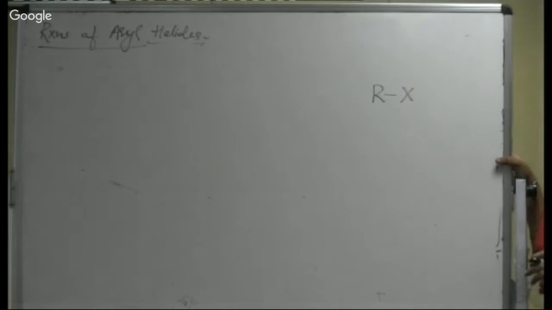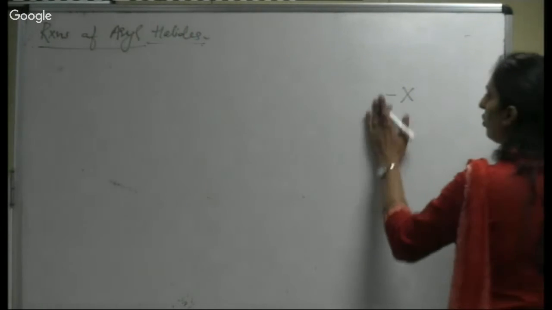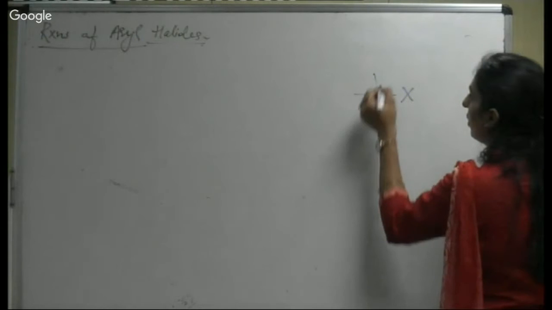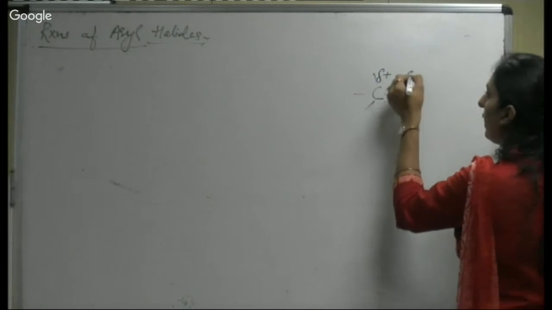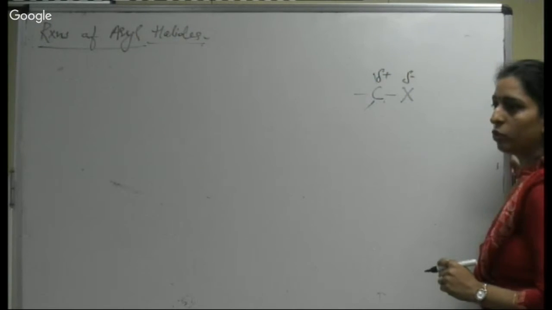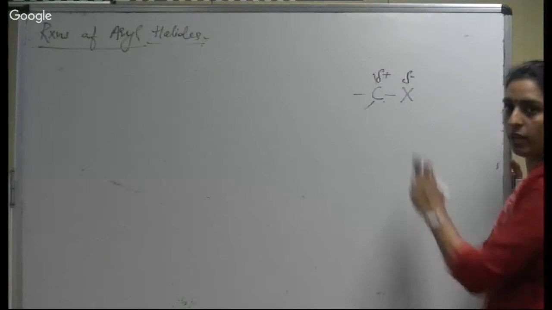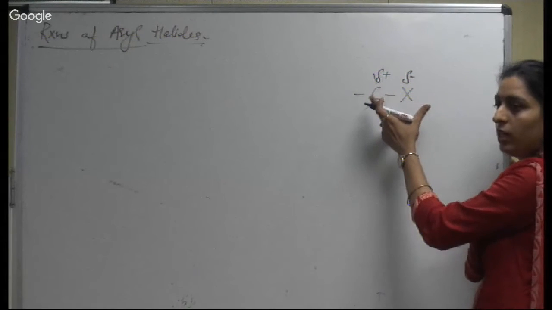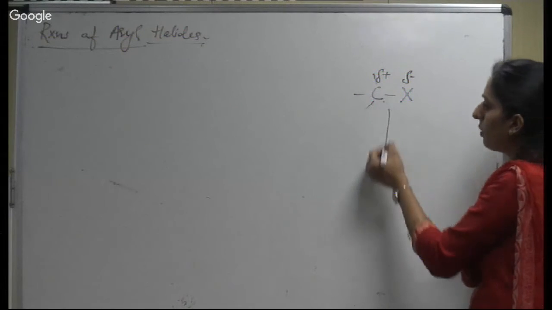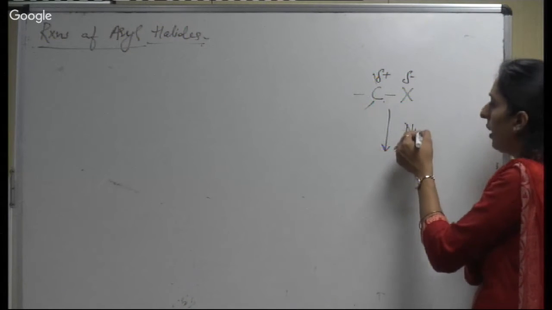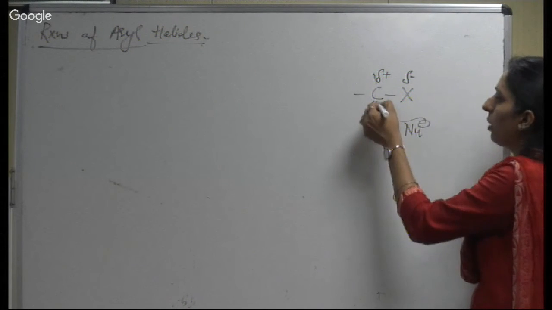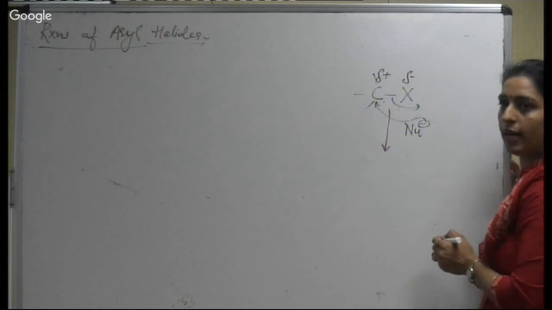Are you aware about RX, what sort of reactions it undergoes? Let's write it, carbon. You have an idea that there is a charge separation between the two because halogen is more electronegative in comparison to carbon. Because of the difference in electronegativity, there is a polarity in the bond. So it is very easy for the nucleophiles to attack on the carbon and halide ion is lost.